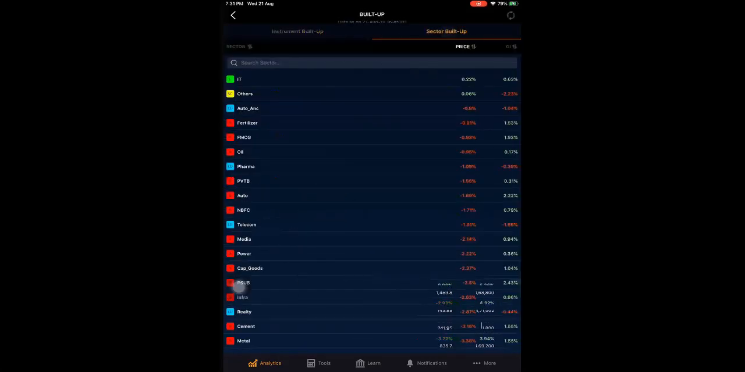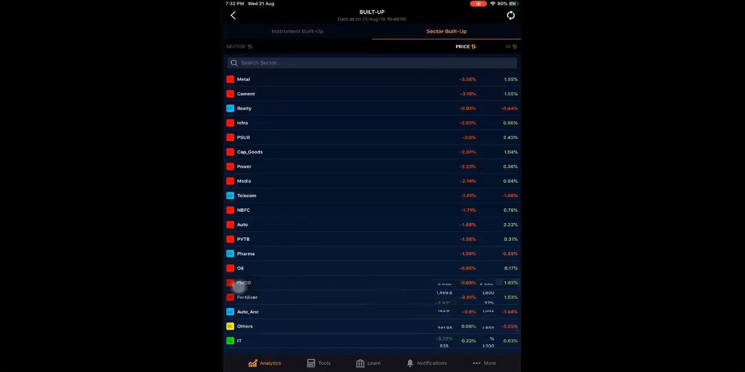Okay. Now you have the sector build-up. It is a new introduction which we have done. So sector-wise, which are the sectors seeing long addition or short addition. So you can again sort by price and OI. Not much of the longs was seen. If I look at the OI, the highest OI was all on the short side. So PSU banks saw a good short addition, cement saw a good short addition.